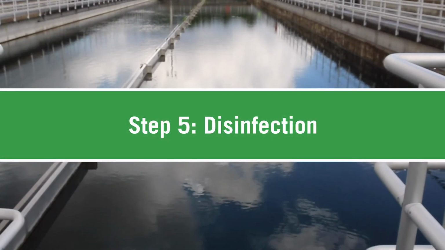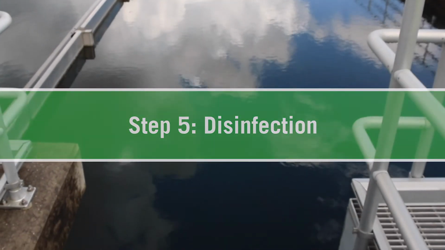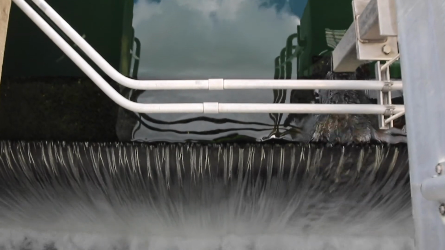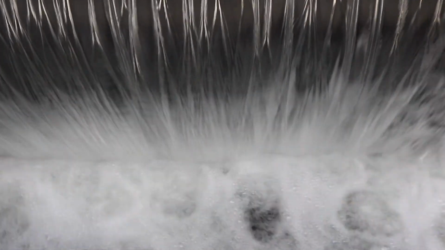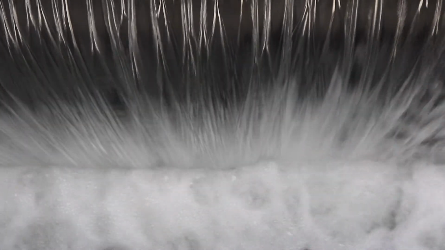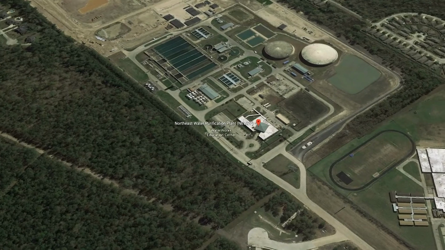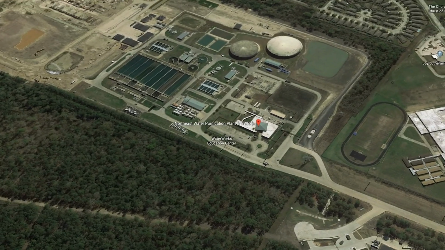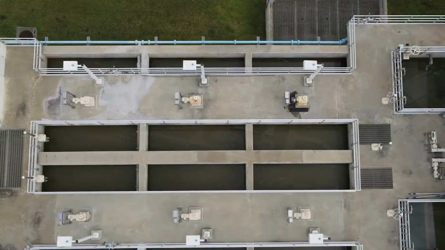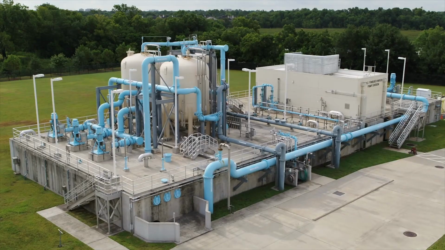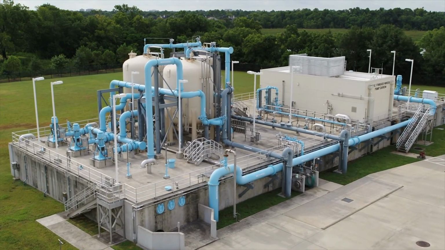Step 5. Disinfection. The last step in the treatment process is disinfection. The treated water is then injected with chemicals to inactivate any remaining bacteria and viruses. Examples of a surface water treatment plant in Texas include the City of Houston Northeast Water Purification Plant. Another example of a surface water treatment plant is the City of Sugar Land Surface Water Treatment Plant.